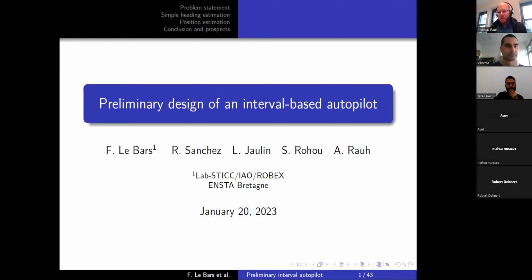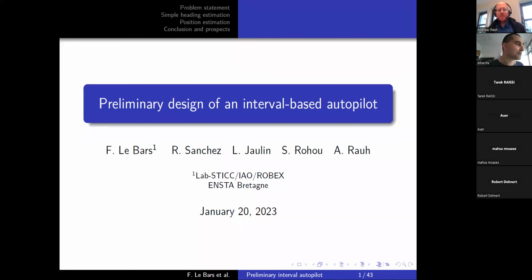Fabrice is working at the ENSTA Bretagne in Brest, and he's a long-term researcher in the area of interval arithmetic with applications in various types of robotics, especially also underwater robots. Fabrice, the floor will be yours to present your work on preliminary design on an interval-based autopilot.